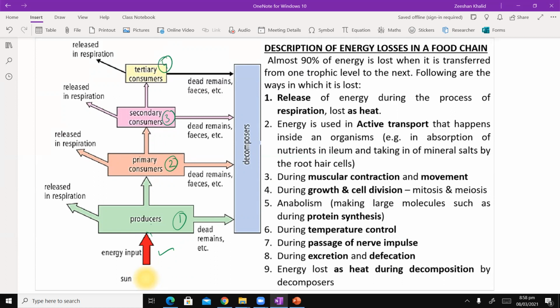Now you can clearly see that these arrows represent energy transfer. But you can see other arrows coming to the sides of these trophic levels, which are showing how energy is lost. So looking at the text, kids, and again this is very important from an exam perspective, so pay attention.